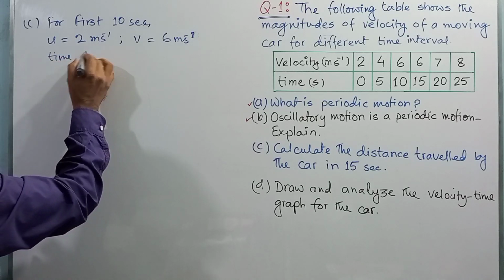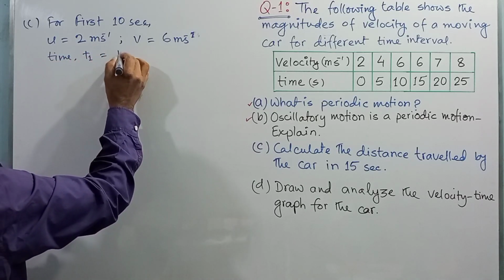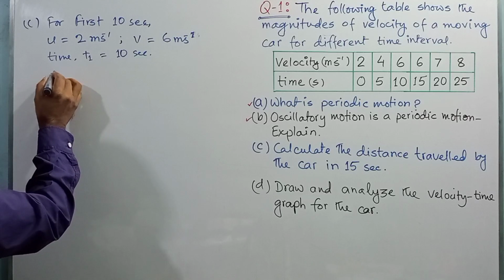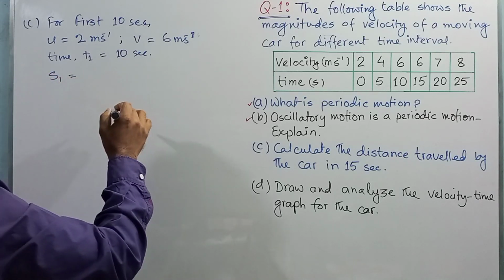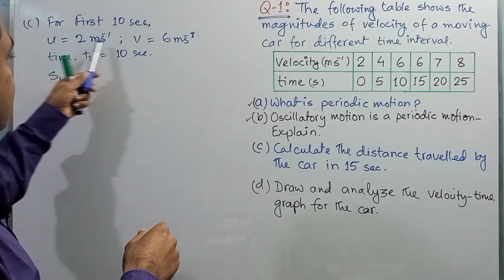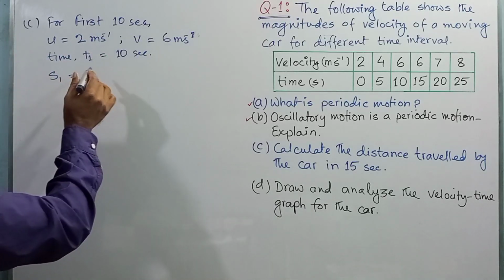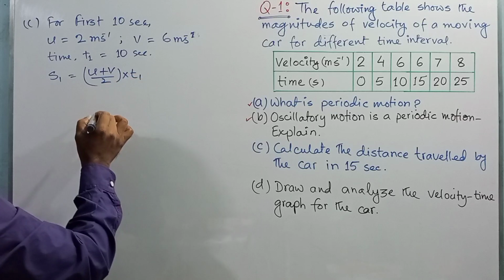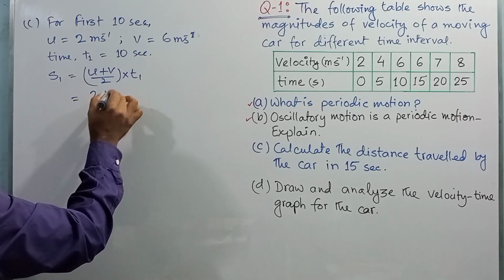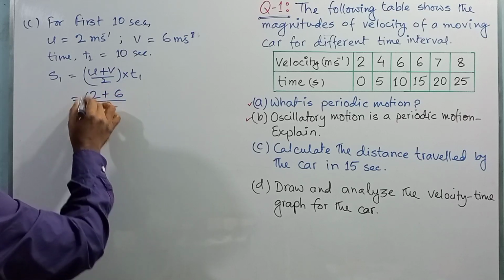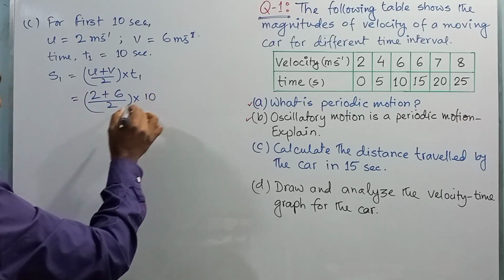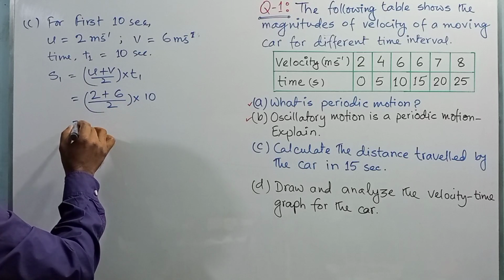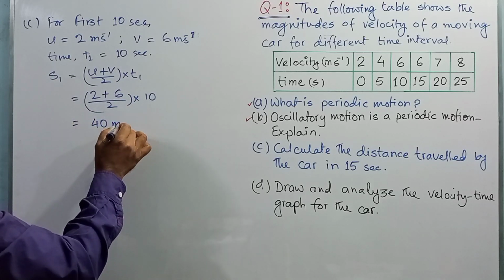time t1 is equal to 10 seconds. Already we have mentioned that for first 10 seconds. So distance s1 is equal to, since we have already got initial velocity, final velocity and time, we can calculate the distance like this: u plus v divided by 2 into t1. Okay, so here u is 2, v is 6, divided by 2 and multiplied by 10. So after the calculation you will get 8 divided by 2, 4 multiplied by 10. So it will be 40 meter, right?